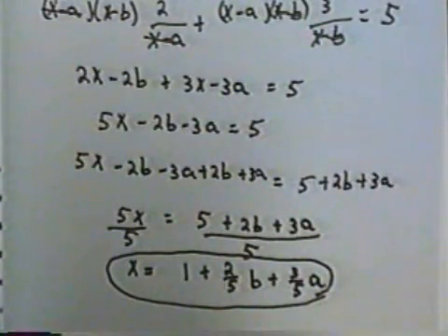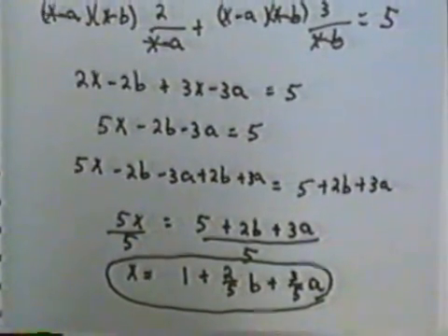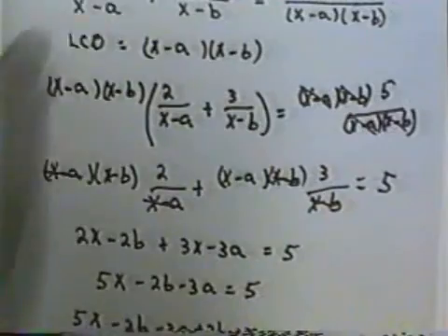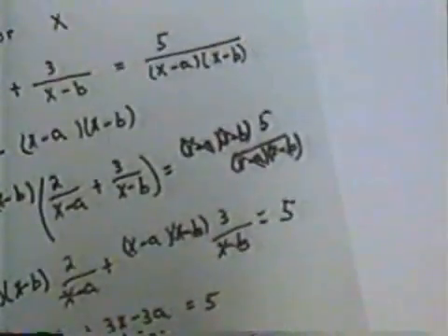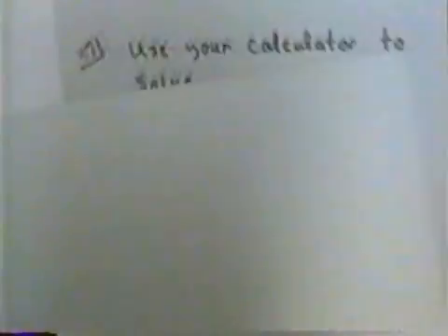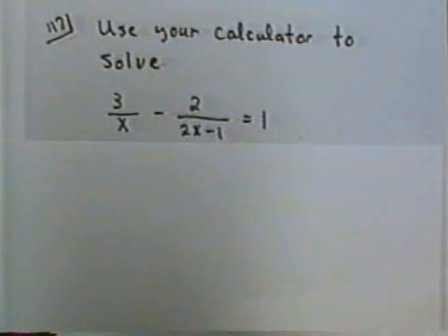You are not going to be allowed to use your calculator to solve these equations, but you can use your calculator to check your answers. I'm going to show you how to do that. Let's use the calculator to solve 3 over x minus 2 over 2x minus 1 is equal to 1.